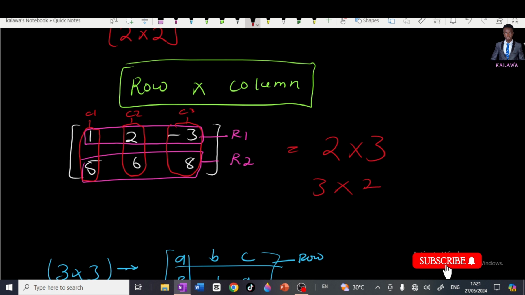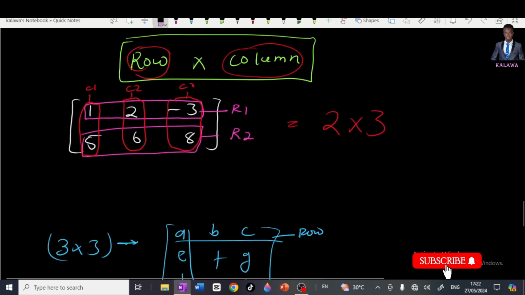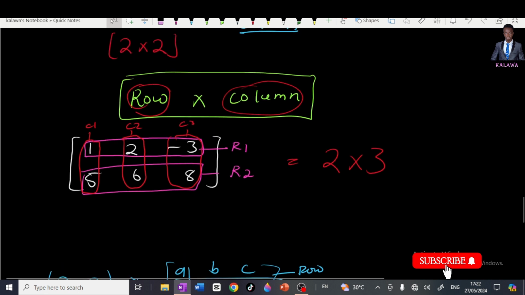You always get it wrong. It is always the row multiplied by the column. It's always the number of rows times the columns. So check the row first before you check the column, and then write it as you notice it. So take note, this is the standard way of writing a matrix.